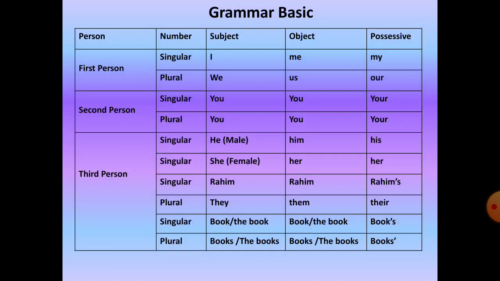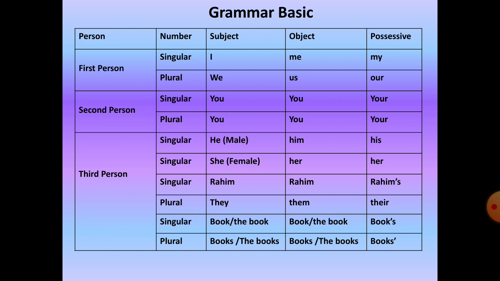Okay. Now here is the grammar basics. We need some key points. First one, person. Then we have to find out number. Then subject and object, two main things, and the possessive form of pronouns. Why is it needed? So we can find out the subject and object very easily. Now come to the classification of person. Persons are of three kinds: first person, second person, and third person. And number is of two kinds: singular and plural.